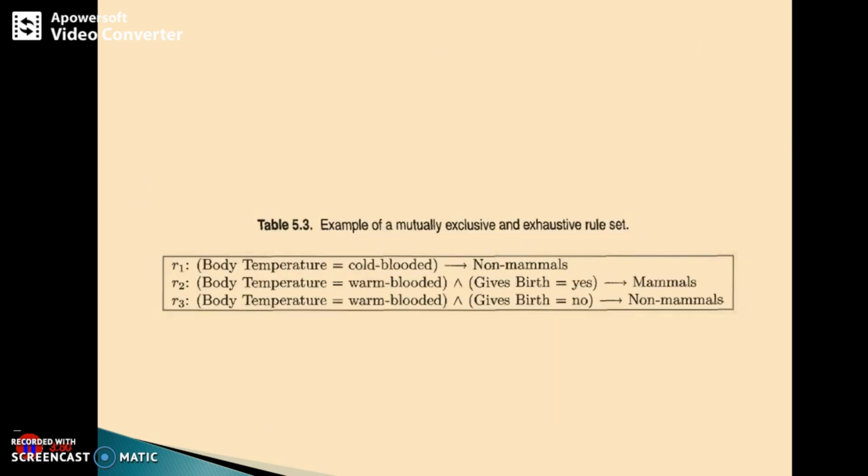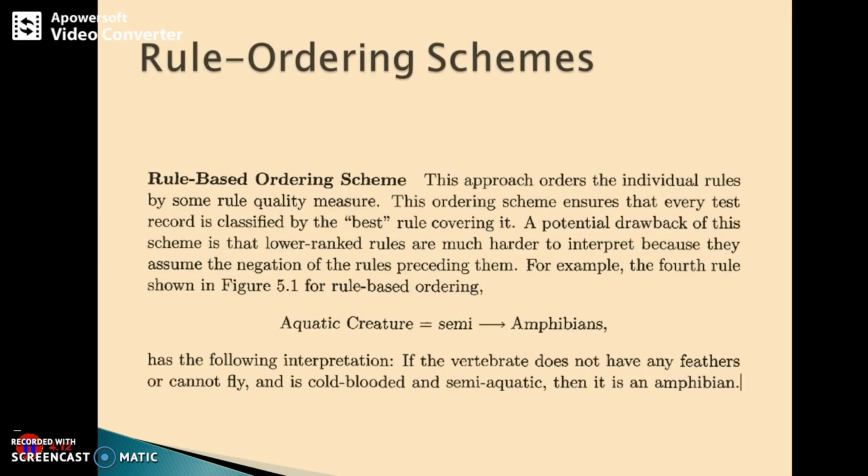Yes, mutually exclusive and exhaustive rule set. These are the 3 rules that we have. Body temperature is equal to cold-blooded gives non-mammals. This is actually all the records which satisfy this particular rule. You can just analyze this. Again, I need not say this.